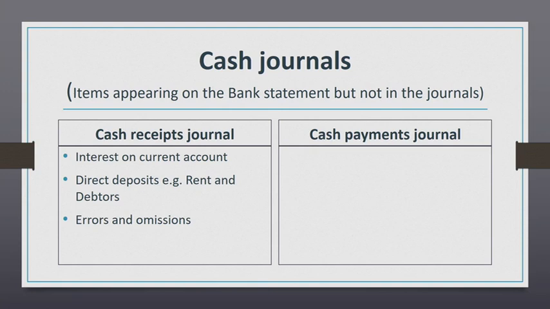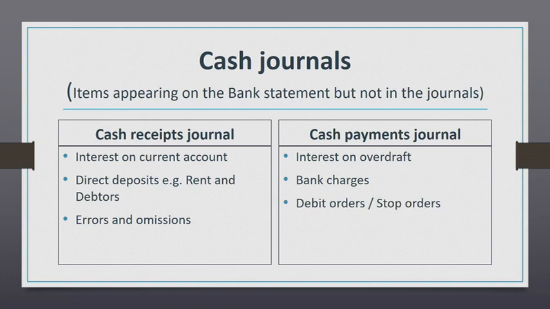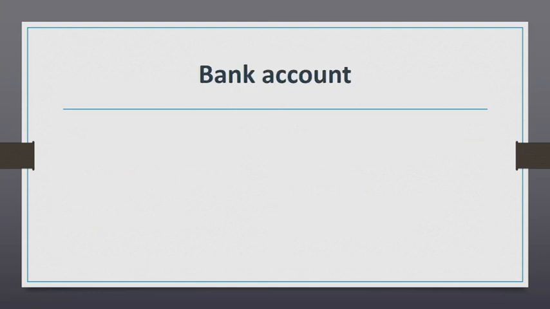Cash payments journal, things that can be on the bank statement, not in our CPJ, that must be put into the CPJ. Interest on overdraft. If we have an overdrawn bank account, then the bank takes interest from our account, so they will debit our account with interest. Also bank charges. We pay for all the services that the bank renders, therefore they charge us with bank charges. Debit orders or stop orders that go off directly, and then also errors and omissions that we made will be corrected in the CPJ.